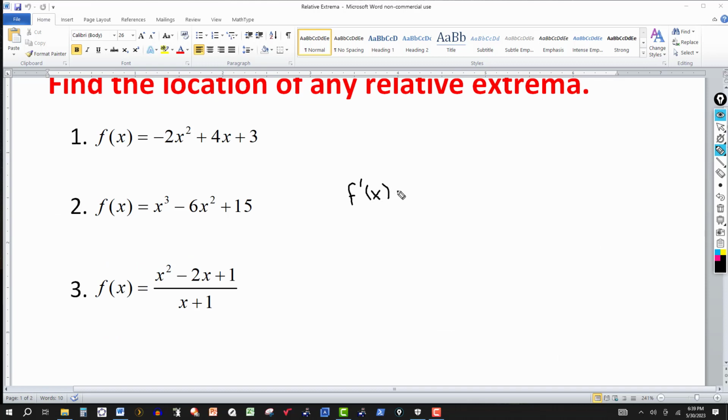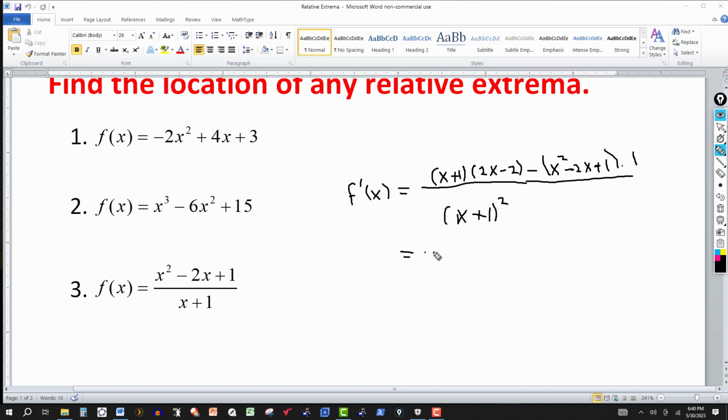Here we'll have to use the quotient rule, and that simply tells me that I have to square the denominator, and then in the numerator is the denominator times the derivative of the numerator. So you just take the derivative there. This would be 2x minus 2. And then it's a minus the numerator, so that's x squared minus 2x plus 1, times the derivative of the denominator. Derivative of x plus 1 is 1. So you got this right here.